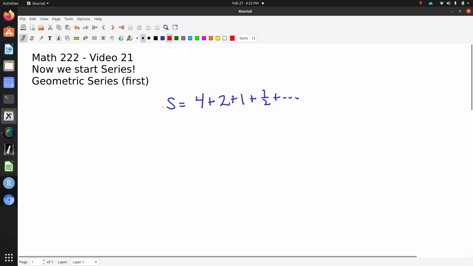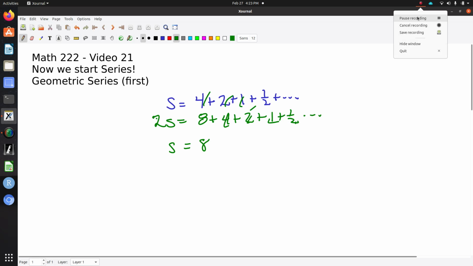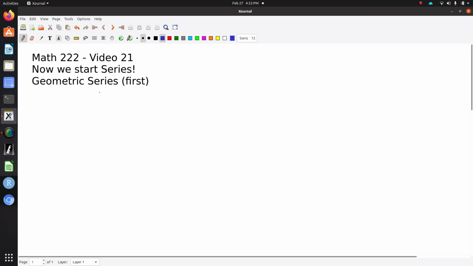So if I multiply this whole thing by 2 or 1/2, either direction, I'm going to get something that comes out to be useful to me. Right, so I can say 2s is 8 plus 4 plus 2 plus 1 plus 1/2. Well, now I can take 2s minus s and get s, and all these terms wipe out except for the 8, and there you go, and you're done. So it wasn't that hard, was it? See, I told you it was easy. Okay, so let's generalize this.